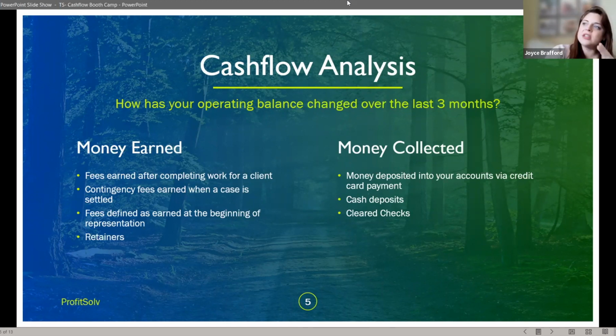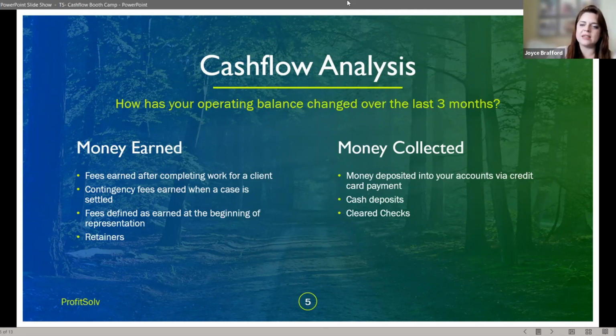But very clearly, retainers, right? And just make sure that you understand the difference between retainers and fees collected at the beginning of representation. They are not the same thing. Please don't confuse them when you're talking about accounts receivable, when you're talking about money that should be held in trust that is not actually yours yet, versus money that's in your operating account that is part of your operating cash flow analysis, right? So we have our money earned.